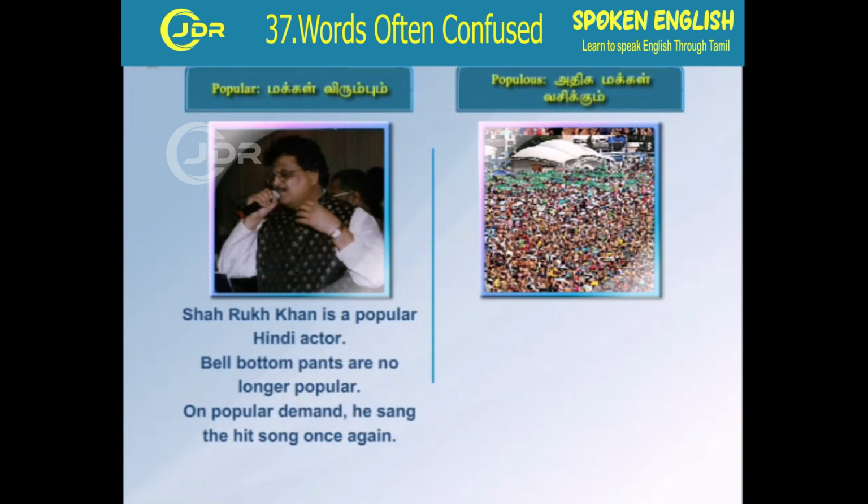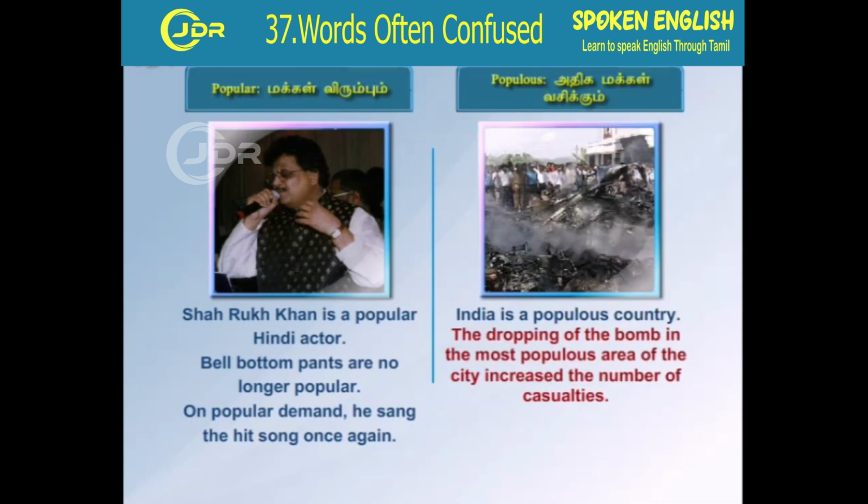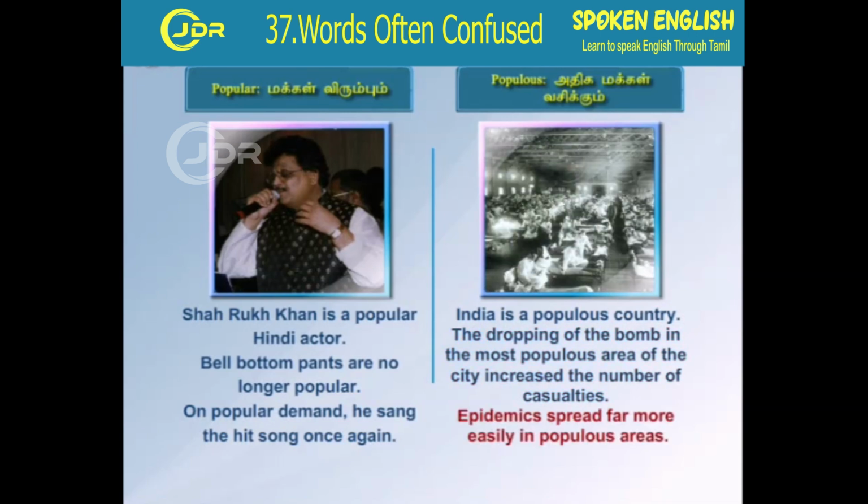Populous. அதிக மக்கள் வசிக்கும். India is a populous country. The dropping of the bomb in the most populous area of the city increased the number of casualties. Epidemics spread far more easily in populous areas.